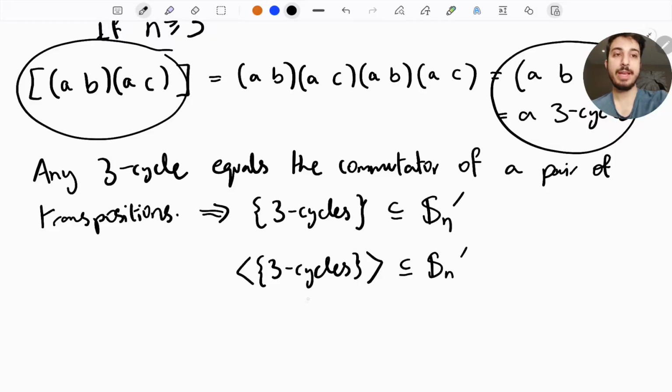But this subgroup was proven in the last class, lesson 12, to be An. So we have just proved that An is contained in Sn prime, therefore proving both inclusions and concluding that Sn prime is equal to An, completing the proof of the first part of the proposition.